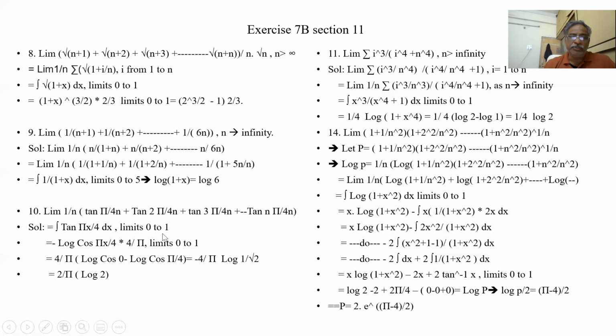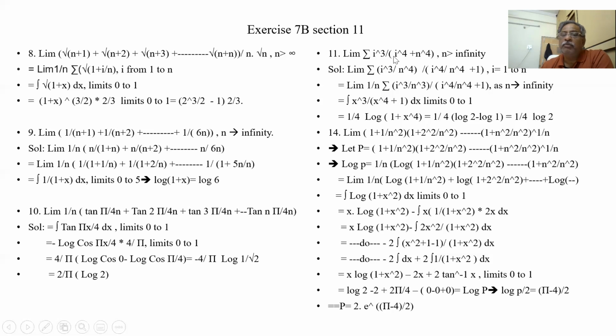So when I substitute 0 to 1, I'm getting minus 4 by pi log 1 by root 2. 1 by root 2 is minus, if it goes out, it comes to root 2. Root comes out by 2. So 2 by pi log 2. By simplifying this, 2 by pi log 2. Let us see another problem.